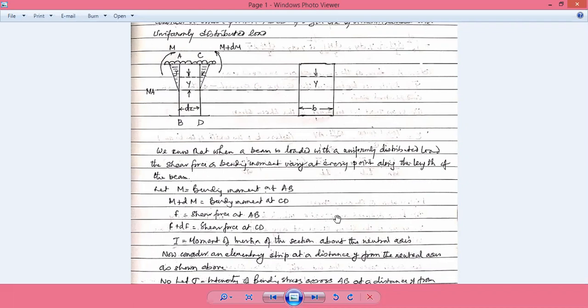At the same time, we are assuming that shear force is not negligible across the section AB. It has a certain value. So the shear force acting over the section AB is defined as the shear force F. And the shear force acting over the adjacent section CD is not equal to F, but differs by an infinitesimally small amount equal to dF. So the shear force at CD is equal to F plus dF.